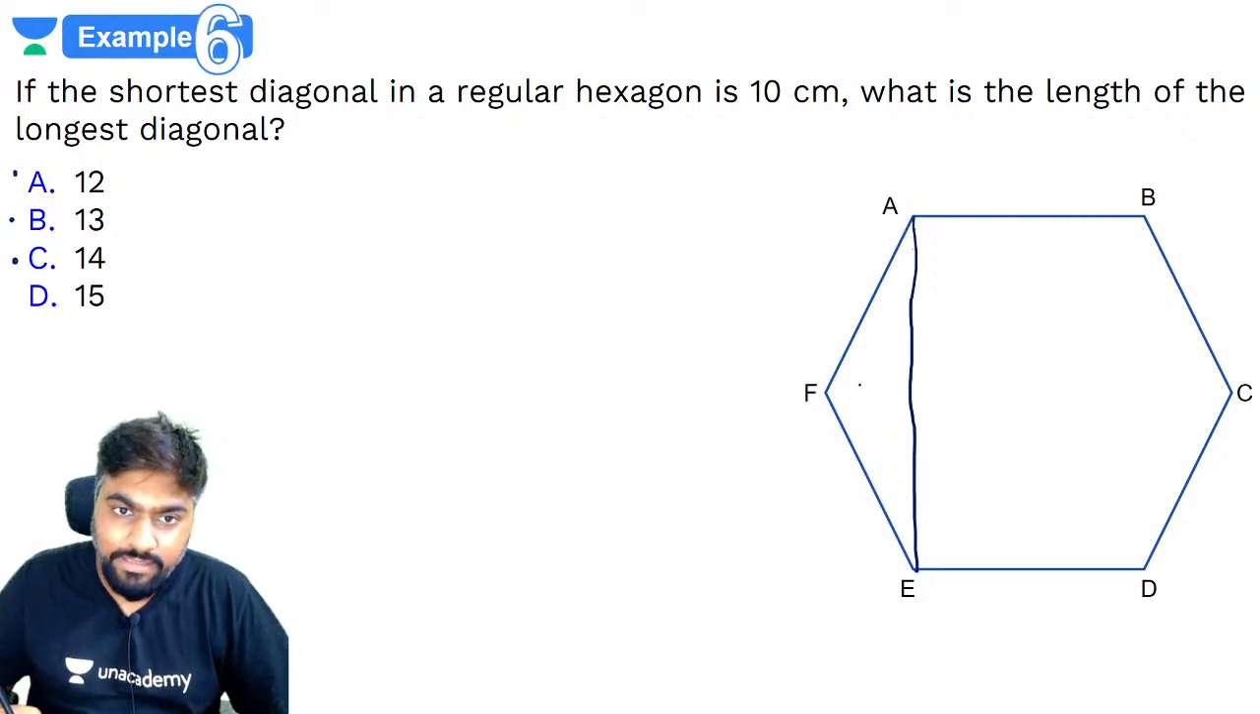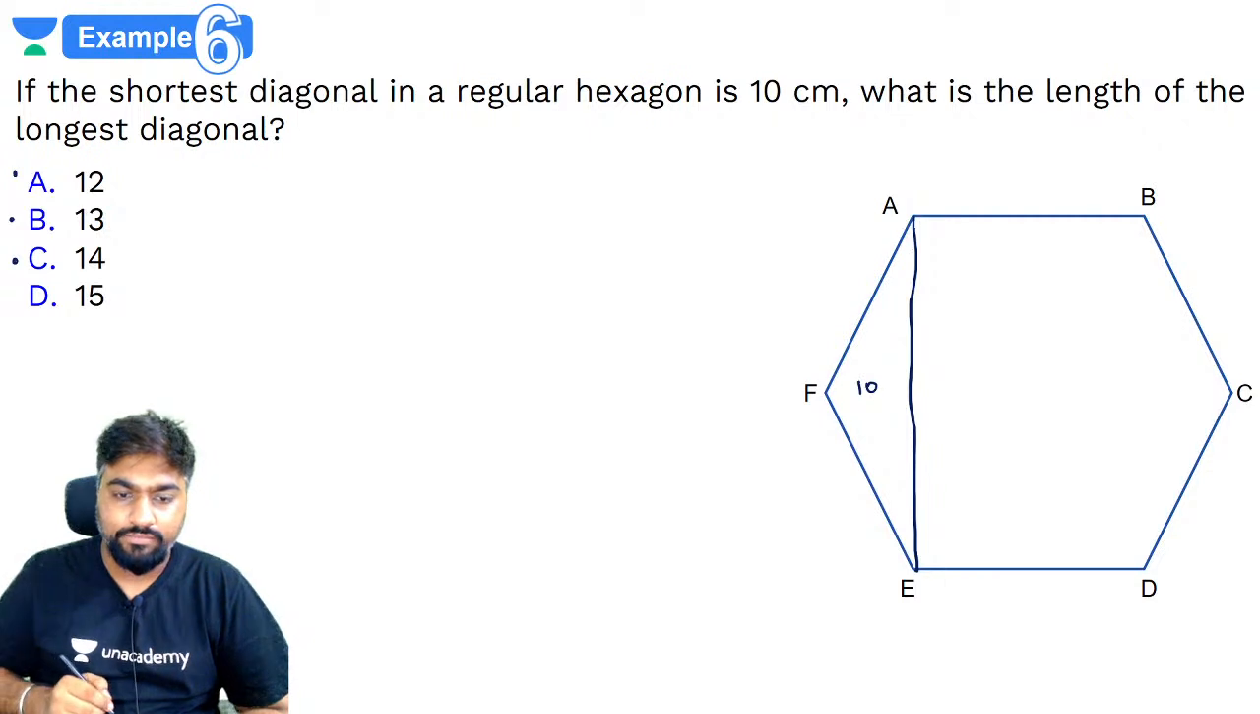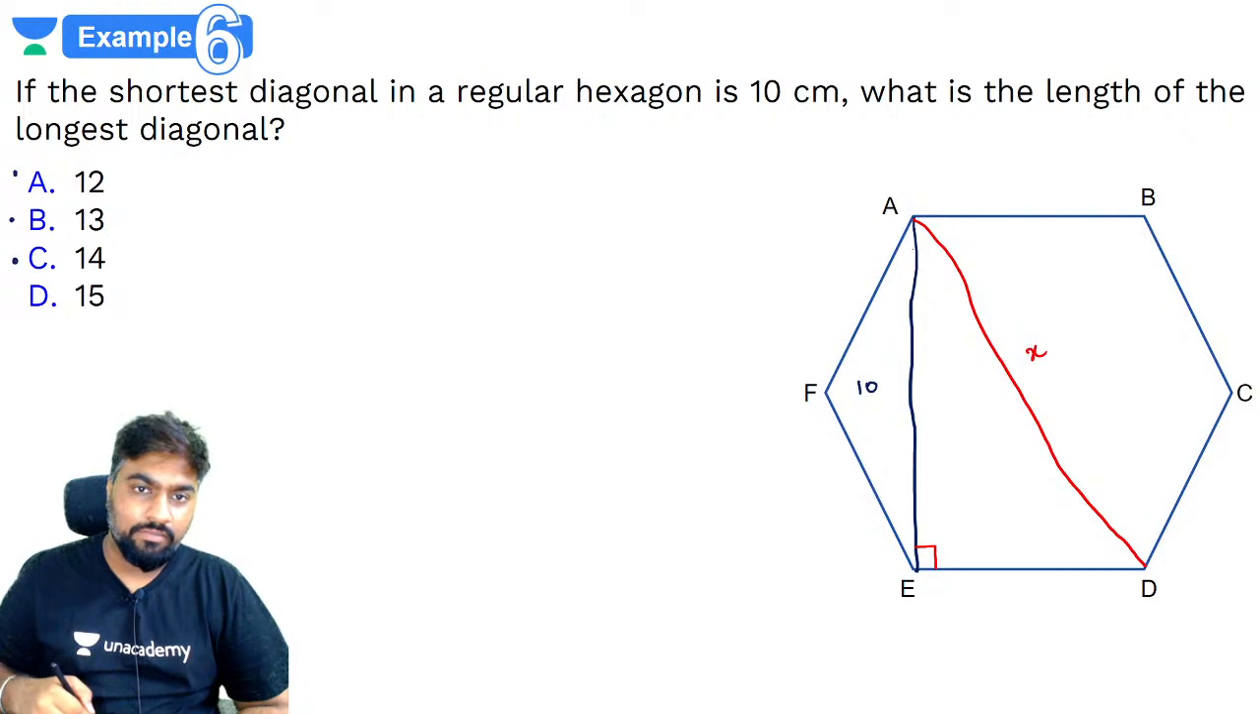So we are saying this is 10. Yes, this is 10. What will be the longest diagonal? If AE is the shortest, longest will be this hypotenuse, correct? This will be longest. This is what we have to find out. This is 90 because perpendicular.